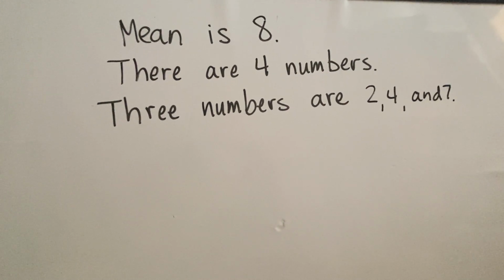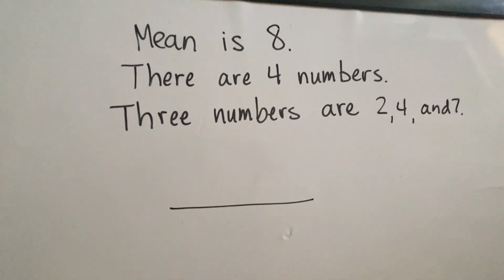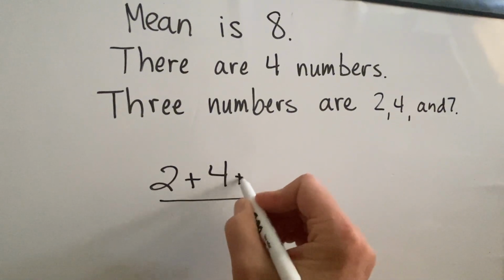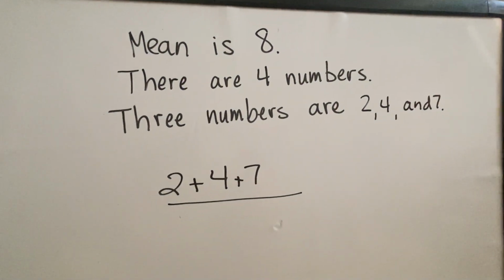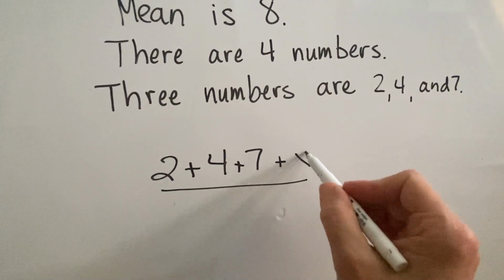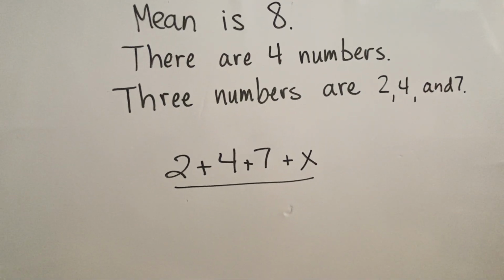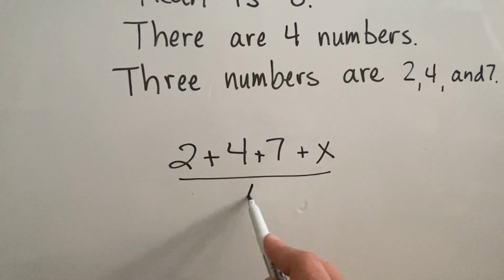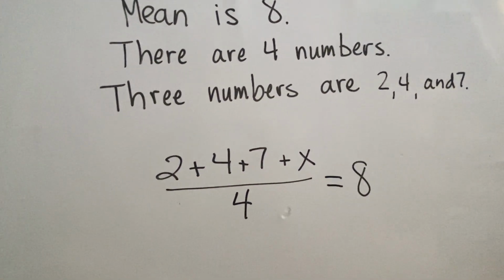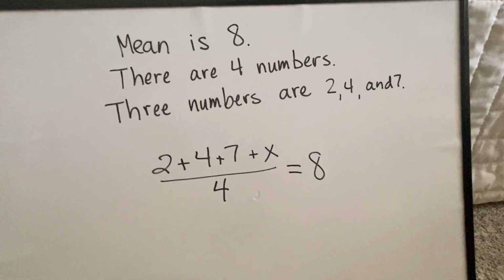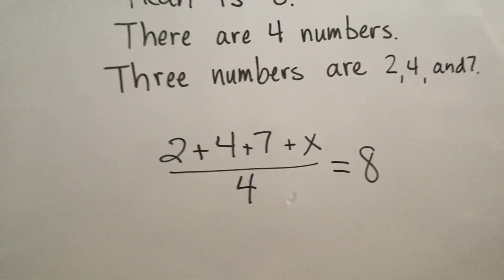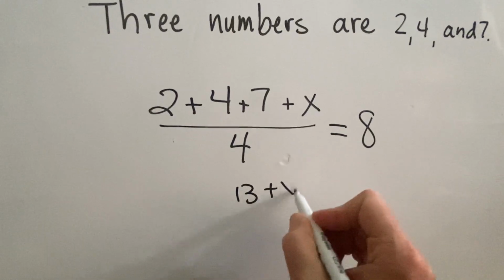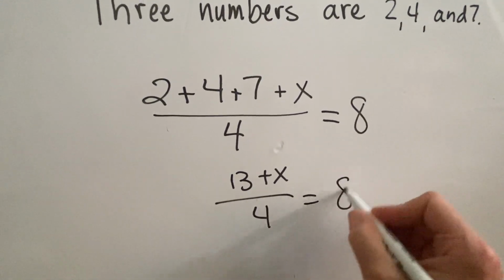So think about how you calculate the mean. The first thing that you're trying to find is all of the numbers added together. So you're going to add 2 plus 4 plus 7. Those are the first 3 numbers. And then we've got to add this missing number that we don't know yet. Then we're going to take all of that and divide it by the 4 numbers that we have, and we're going to get 8. So this is how we're going to solve for this equation. Let's simplify this a little bit. 2 plus 4 plus 7 is 13. So 13 plus x, all over 4, equals 8.